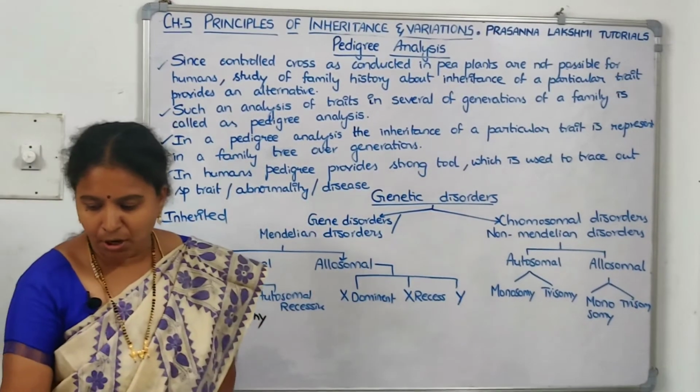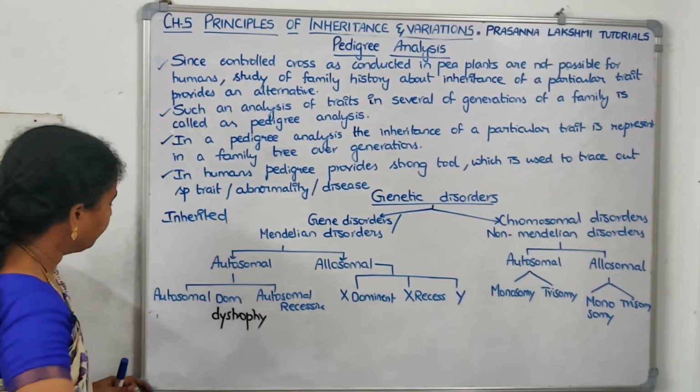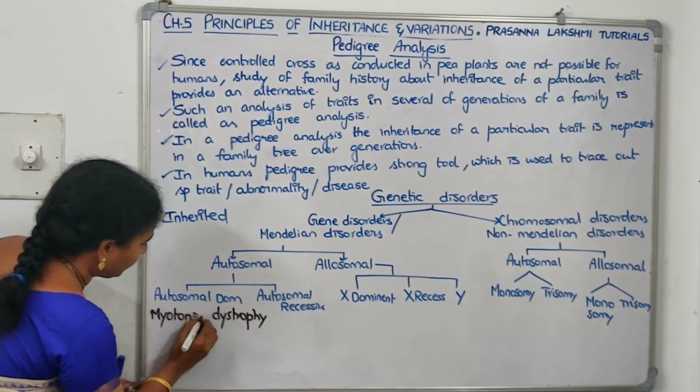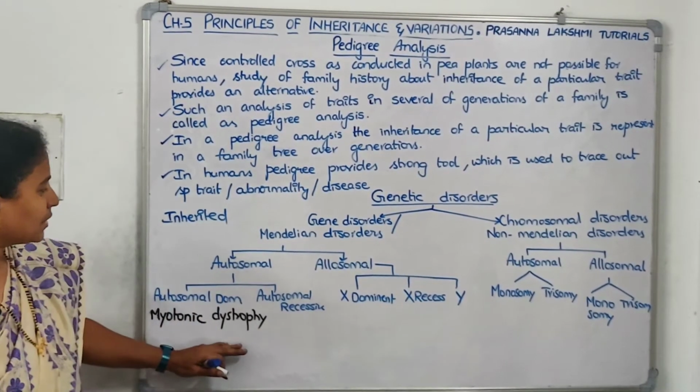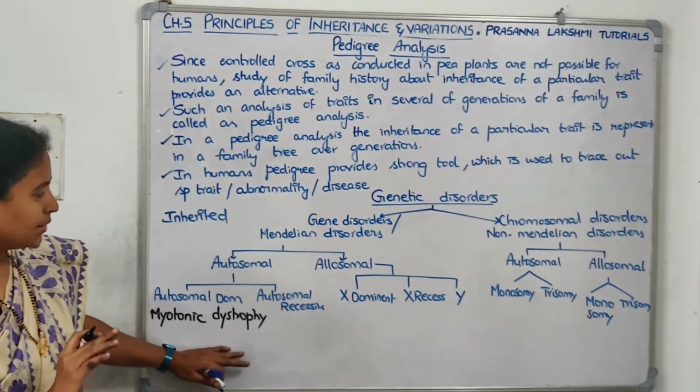Example for autosomal dominant is muscular dystrophy. I'm sorry, it is myotonic dystrophy. Myotonic dystrophy is an example for autosomal dominant. It is a type of muscular dystrophy only.